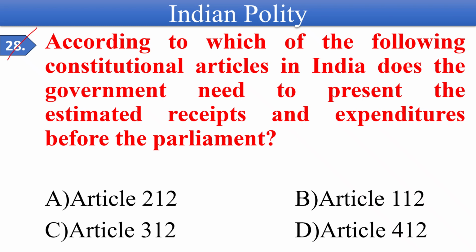Question number 28. According to which of the following constitutional articles in India does the government need to present the estimated receipts and expenditures before the Parliament? Option A. Article 212. Option B. Article 112. Option C. Article 312. Option D. Article 412. And the answer is option B. Article 112 is the correct answer.